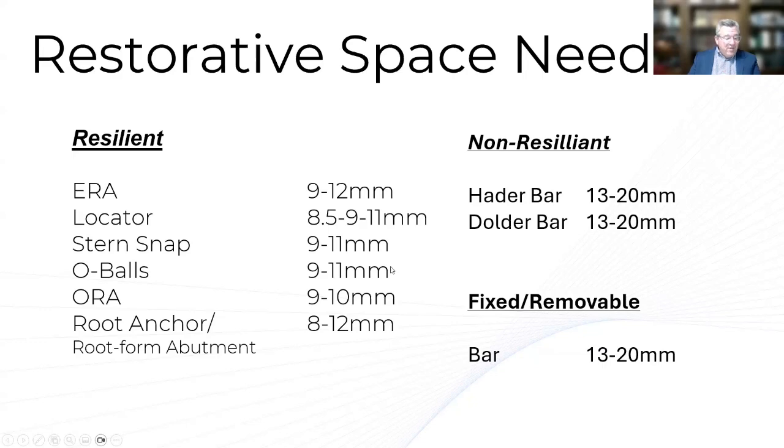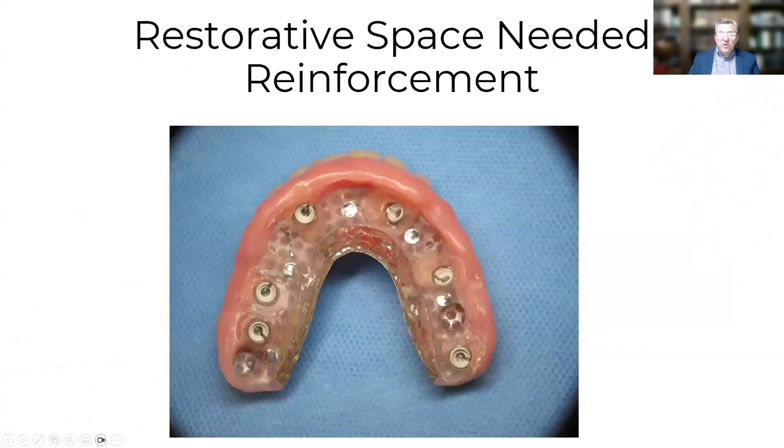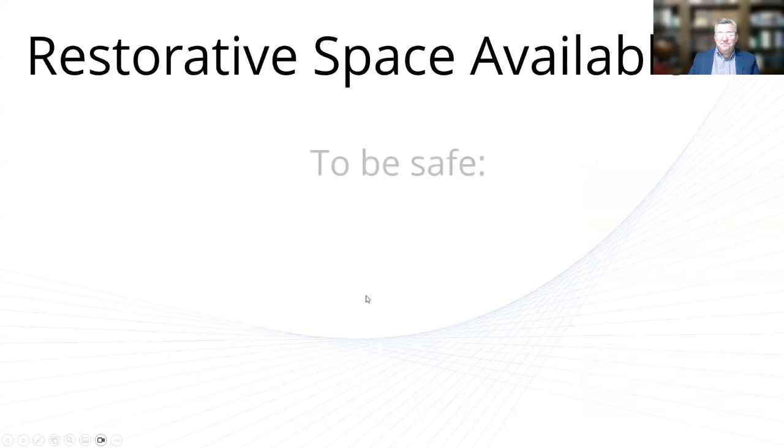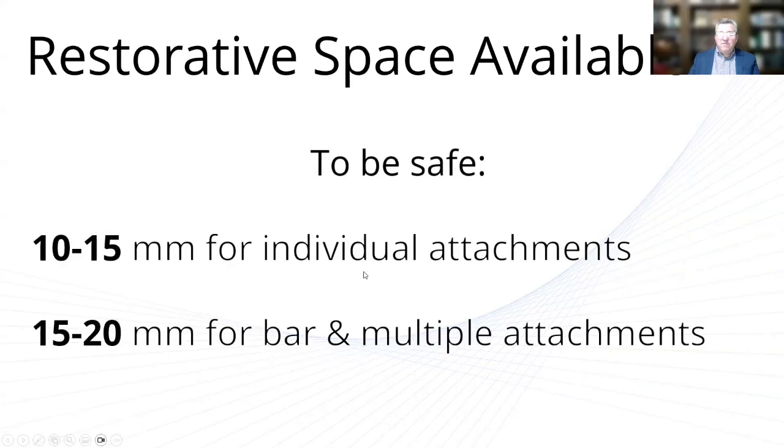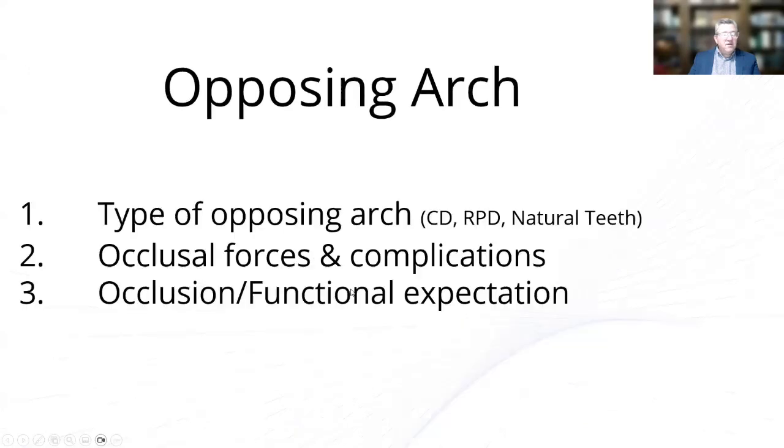If you have that space and you have the option, the ability to do it, then by all means, go for it. But you might also want to include a framework in your prosthetic to give it a little more strength, because a lot of times with a reduced space, you have less acrylic, so you need more strength. I love frameworks in these. You get meshes or printed frameworks. Definitely go for that inside your overdentures. So to be safe, 10 to 15 for individual attachments, 15 to 20 for bars or multiple attachments.